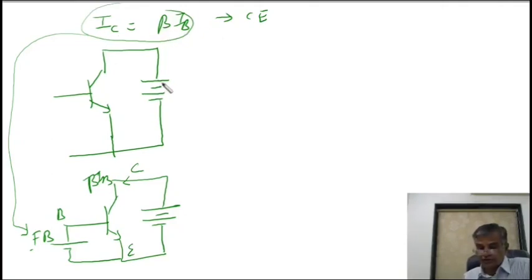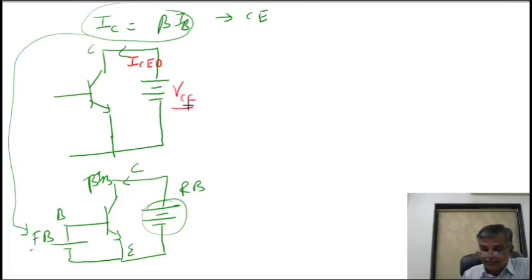But one more thing you have to notice: the collector is kept in a reverse bias. We have discussed in a previous lecture that if the collector is in reverse bias, then leakage current also flows, and that leakage current is written as ICEO. You can refer to your previous video lectures. So due to this reverse-biased collector, this much leakage current flows from collector to emitter like this.